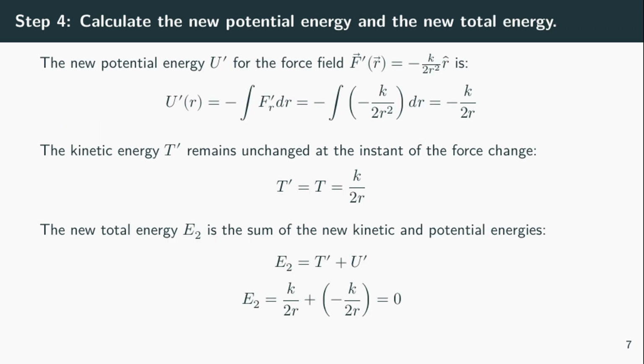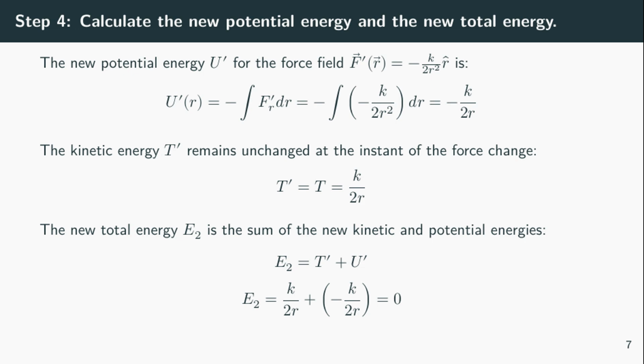Alright, step 4. We need to calculate the new potential energy and then the new total energy for this new force field. The new potential energy U prime for the force field F prime vector of r vector equals minus k over 2 r squared r hat is calculated the same way as before, minus the integral of the radial force component. That's minus the integral of minus k over 2 r squared dr. Integrating this gives us minus k over 2r. So the new potential energy U prime is minus k over 2r. Now remember what we said in the last step, the kinetic energy T prime remains unchanged at the instant of the force change. So T prime is still equal to the original kinetic energy T, which was k over 2r.